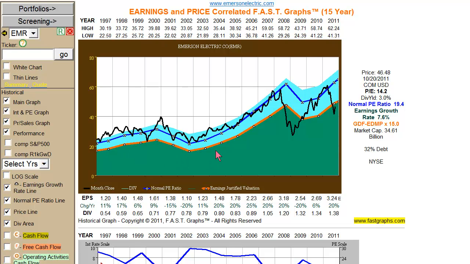If you look at the company's black line, the price line, which is also color-coded, you will notice that the company rarely traded at its earnings justified valuation line. That's why the normal price earnings ratio in this example becomes important. However, the primary point of this particular video is to make sure that the subscriber looks to the right of the video and sees the color-coded designations of what each of the representative lines on the FastGraph represent.